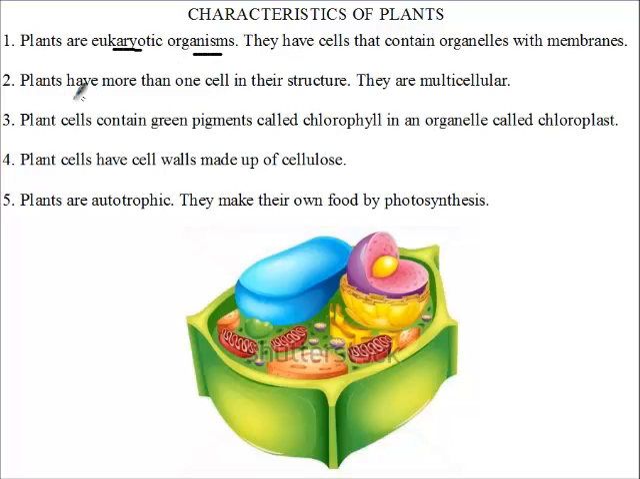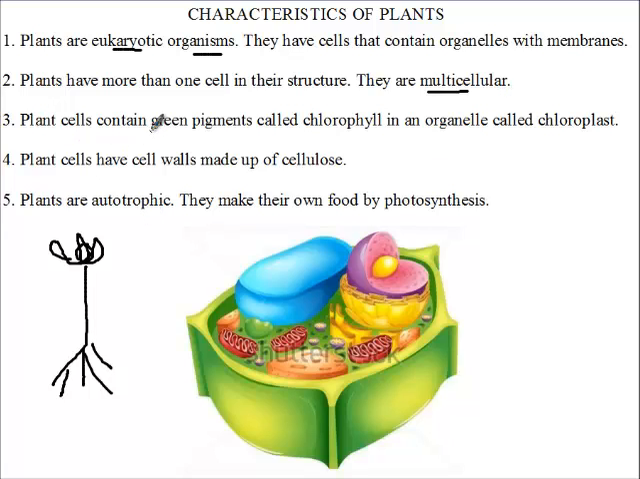The second thing is that plants have more than one cell in their structure. So when you take a plant, it is made up of thousands of cells. Therefore, we say plants are multicellular.